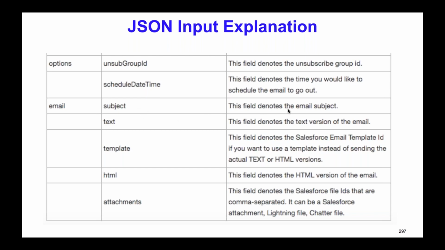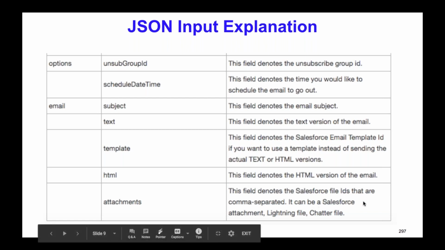Subject, that's the email subject. Text version is the text version of the email, and HTML is the HTML version of the email. We always recommend that you have both text and HTML for higher email deliverability. And then template will take a Salesforce template ID. Again, you should create a text version and an HTML version for any email template. So as long as you pass the template ID, we will retrieve both versions.